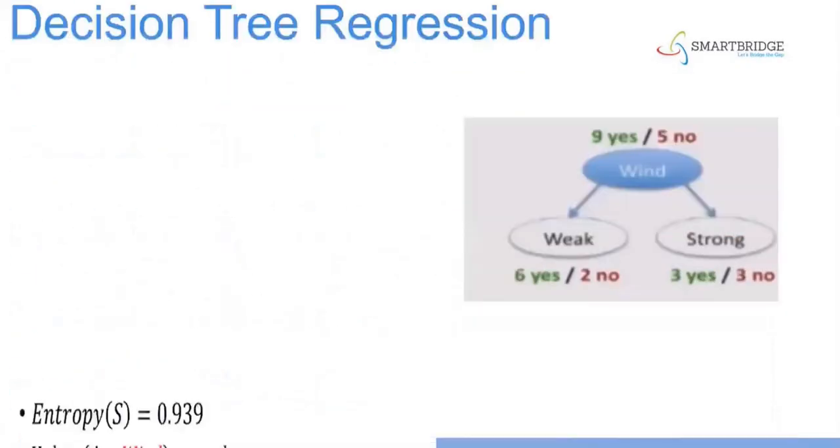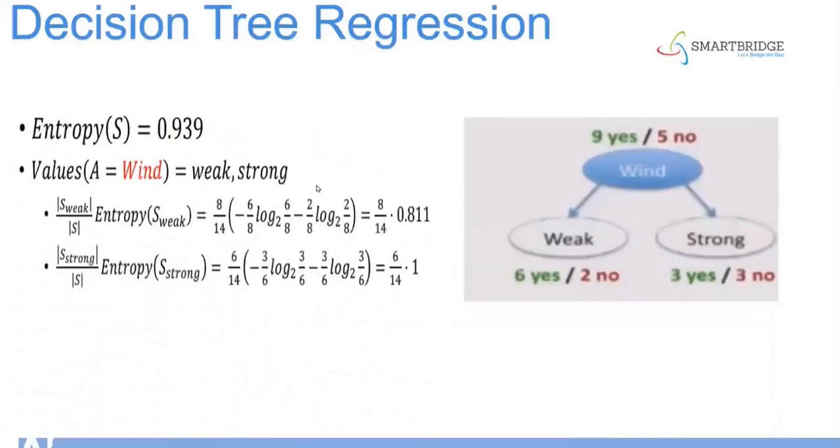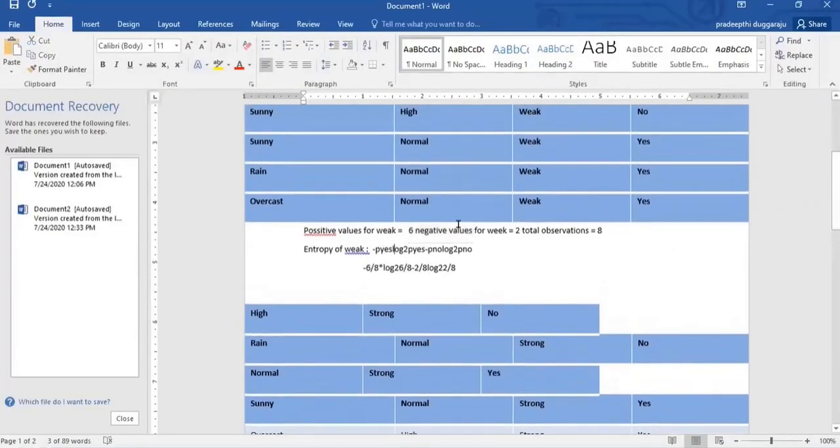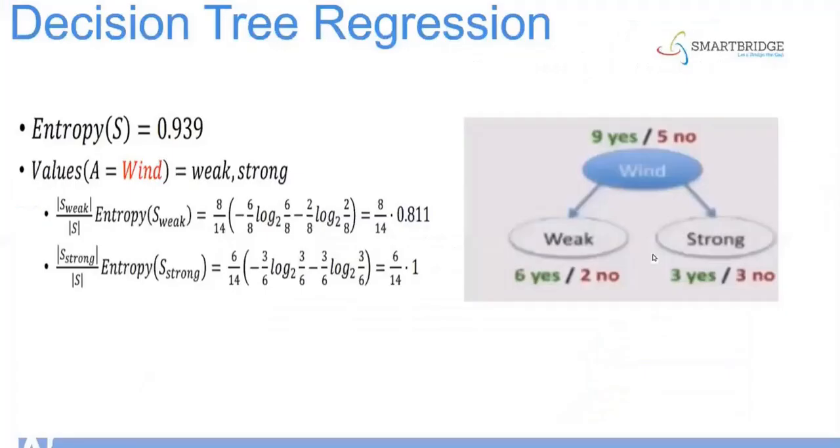Now, for wind, the total number of yeses is 9 and nos is 5. For weak, I have 6 yeses and 2 nos. Total number of observations is 8.